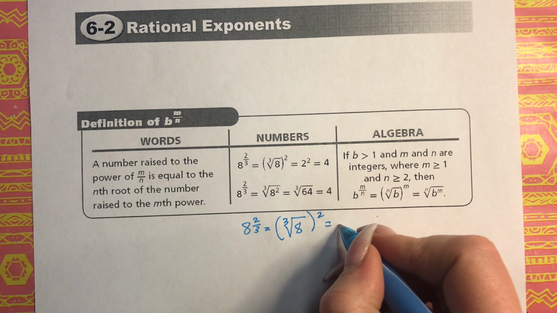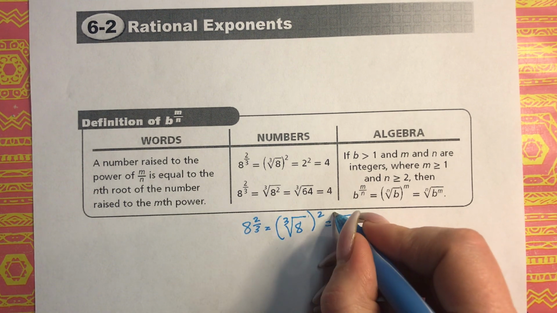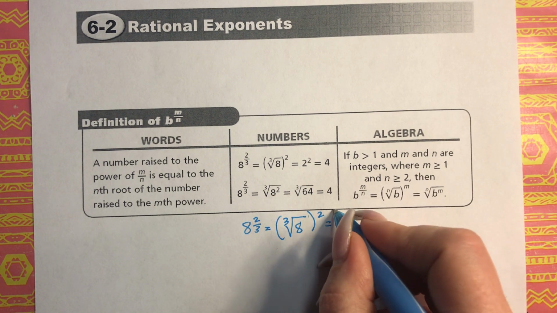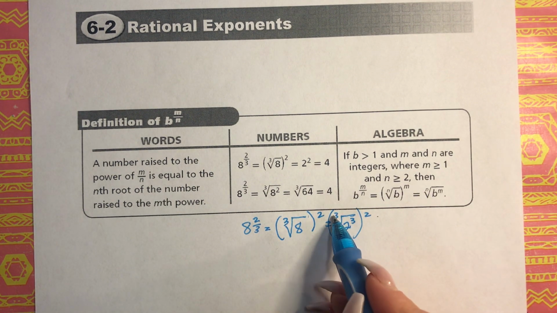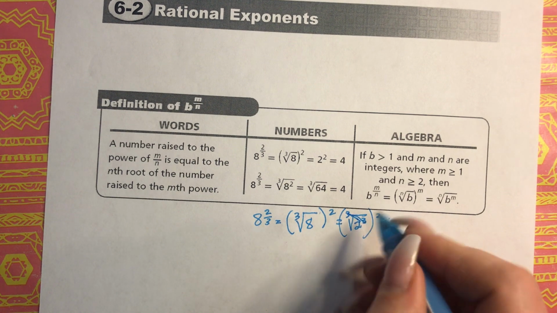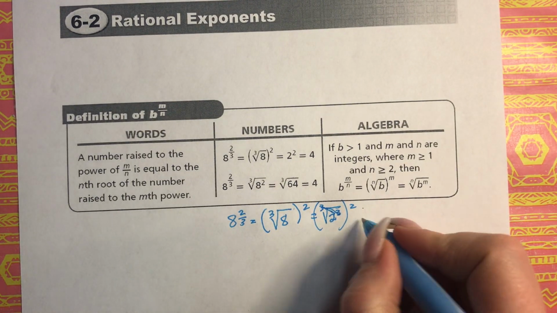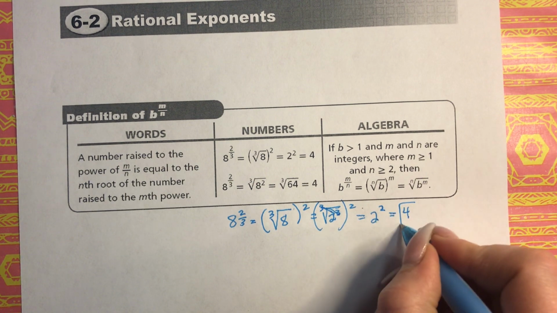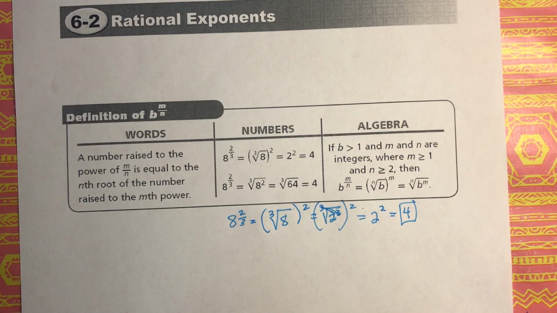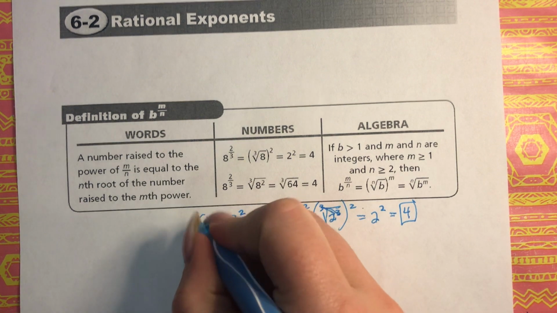I know 8 is a cube number, right? It's the same thing as 2 cubed, but the whole thing is going to be squared. And this cube root and that cube cancel each other out. Then what we're left with is 2 squared, and 2 squared is equal to 4, which would be the answer. So that's one way to solve the problem.